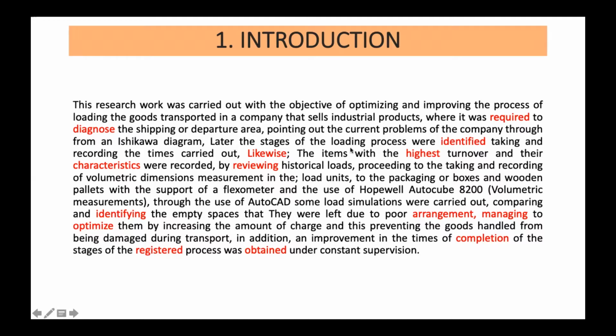Later, the stages of the loading process were identified, taking and recording the times carried out. Likewise, the items with the highest turnover and their characteristics were recorded by reviewing historical lots. Then the volumetric dimensions of the lot unit, the boxes and one pallet were measured with a flexometer and the use of a Hubwall up to Q 8200.